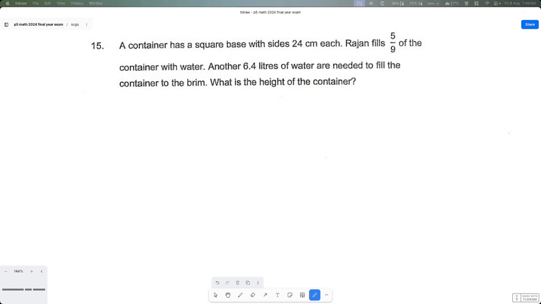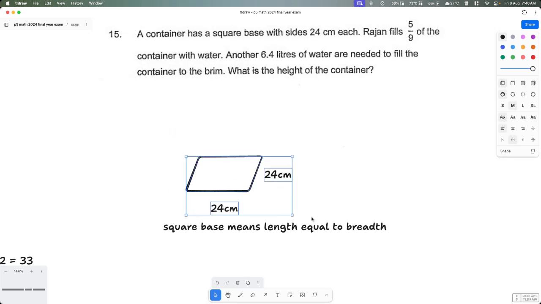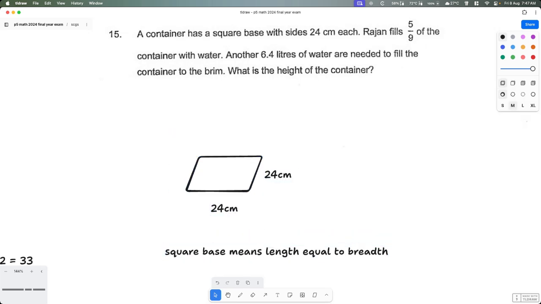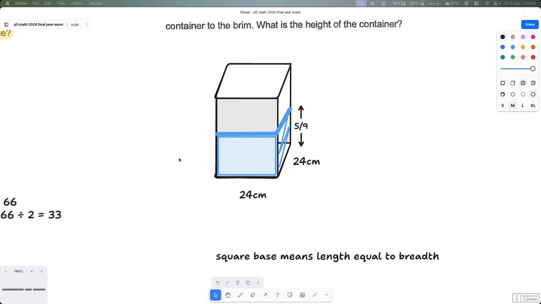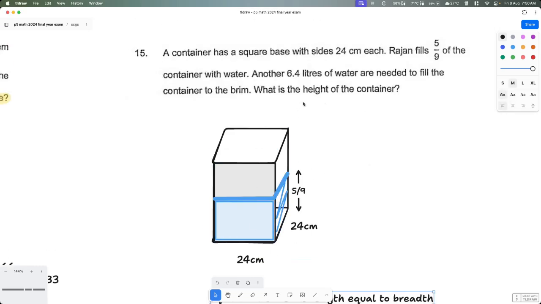I'm going to draw this out. Square base means length equal to breadth. So in this case, this is 24 centimeters and this is 24 centimeters. I'm going to draw the rest. It looks something like this. We don't know the volume of this water, but there's another hint: another 6.4 liters of water is needed to fill the brim.